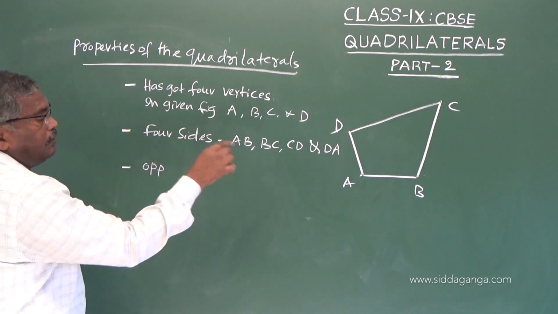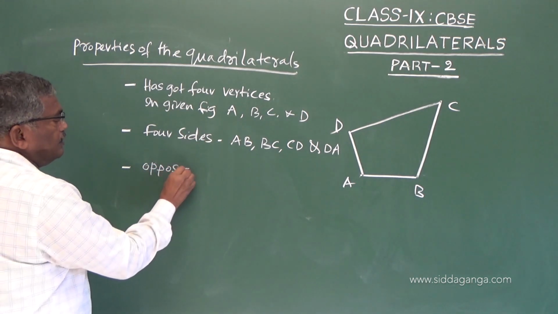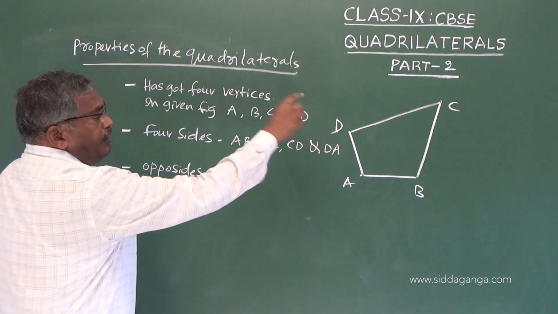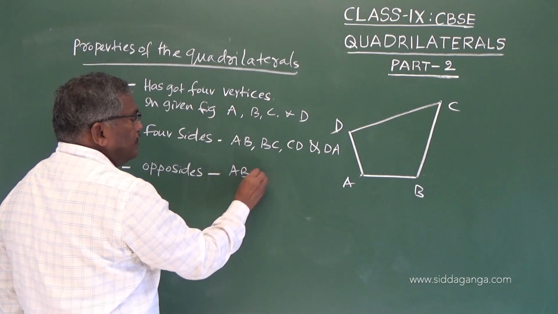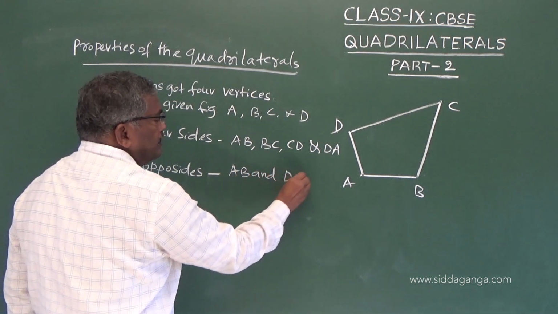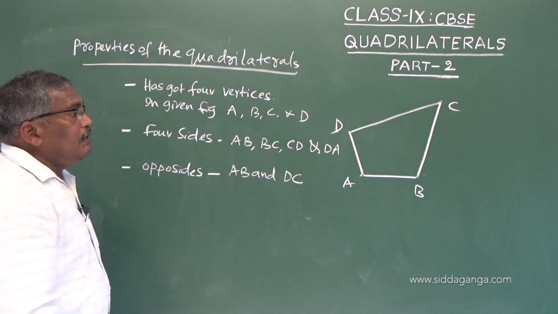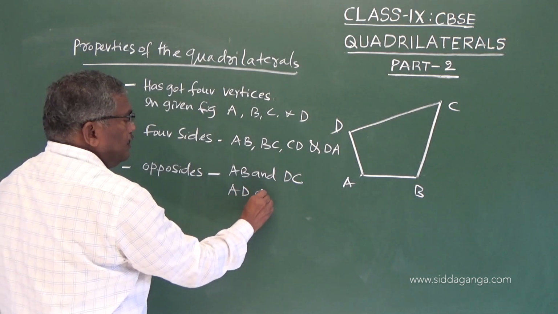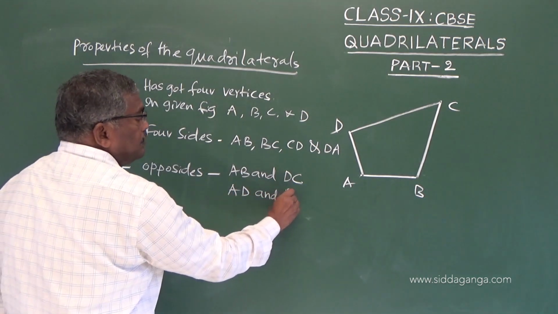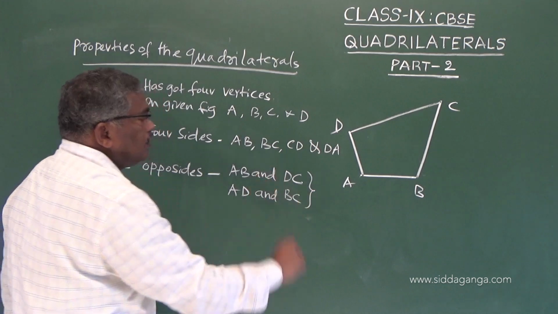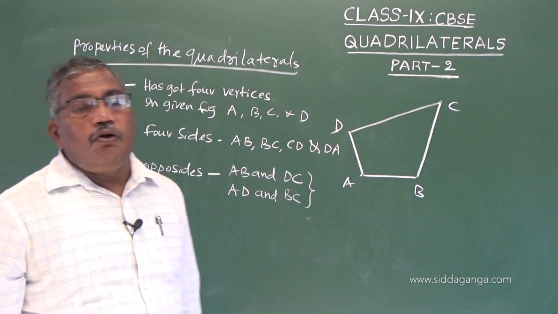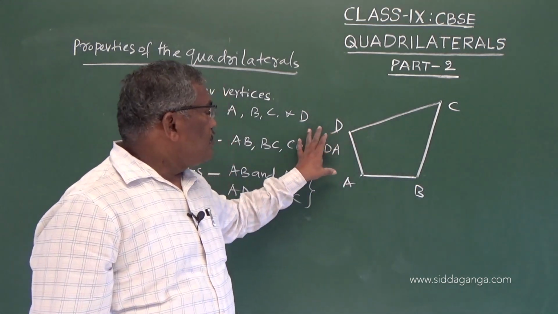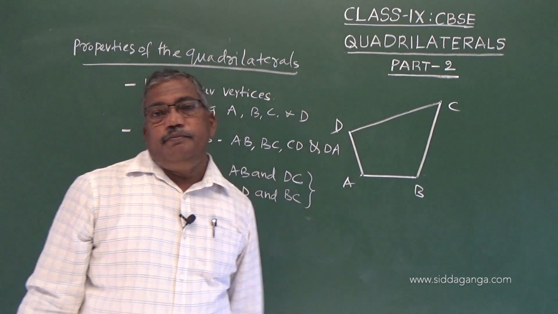So you have to have this knowledge. Opposite sides: AB and DC. Similarly, AD and BC. So these are called opposite sides in a quadrilateral. The opposite side of AB is DC, the opposite side of AD is BC.